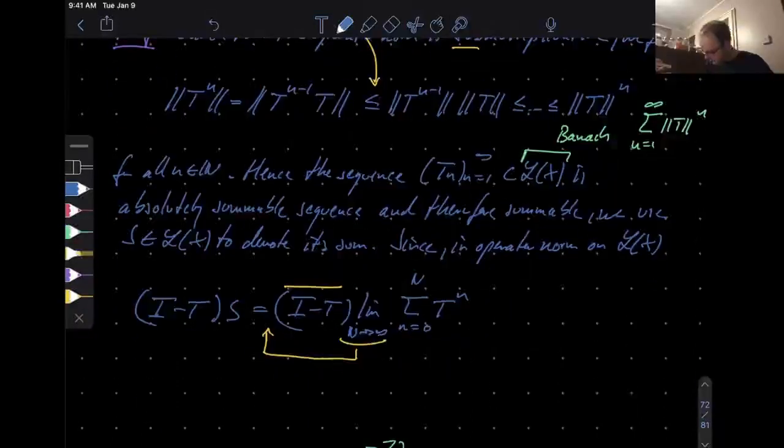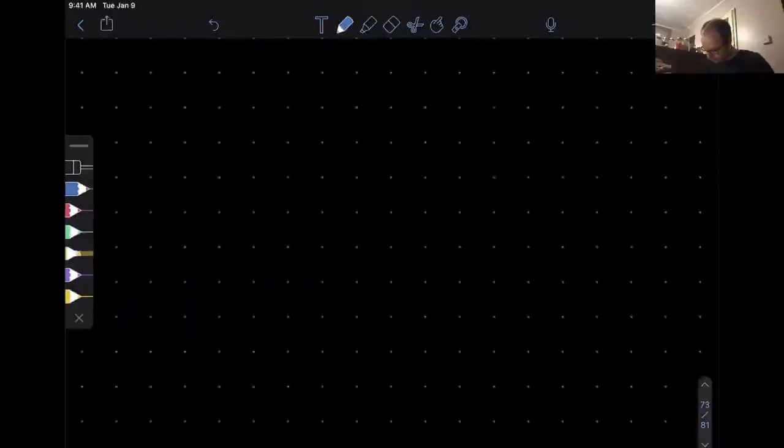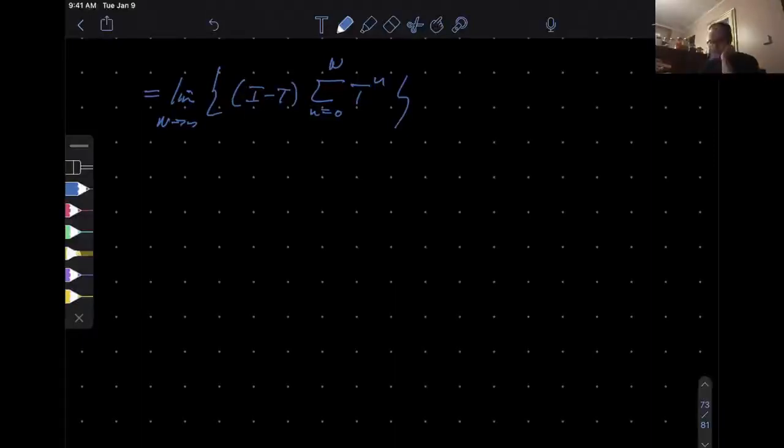So what you have is, maybe on the next page, you have to look at the limit as n goes to infinity. Let's use a bracket, (1 minus T) times the sum from n equals 0 to capital N of T to the n. Now ignore the limit for a moment and notice that what is inside the curly brackets is again a telescopic sum. Many terms cancel out. You can check for yourself. This is simple algebra. What only survives is 1 minus T to the n plus 1.